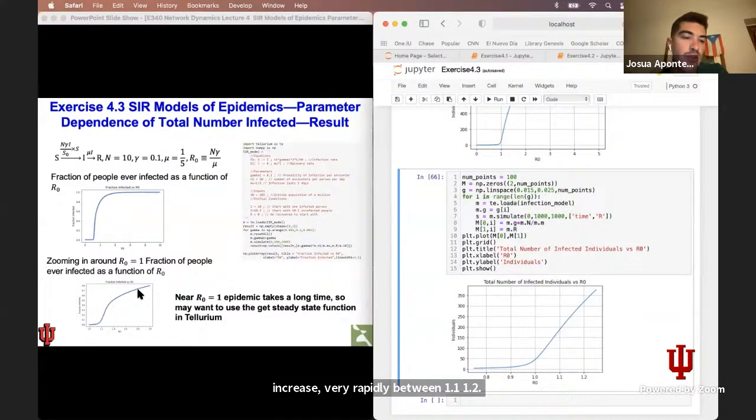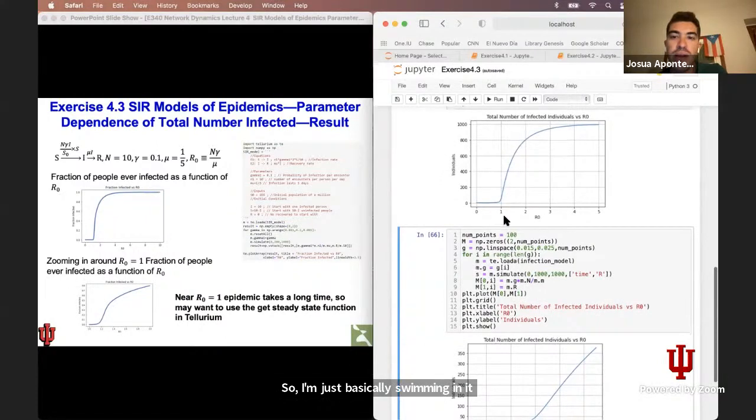So I'm just basically zooming in into this region. Zooming in here into this region. Okay.